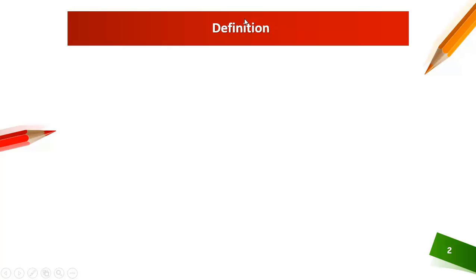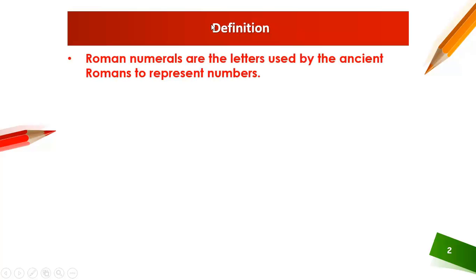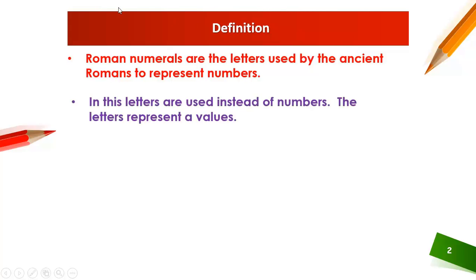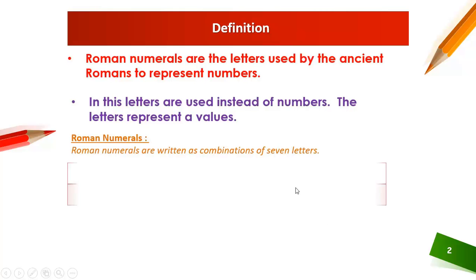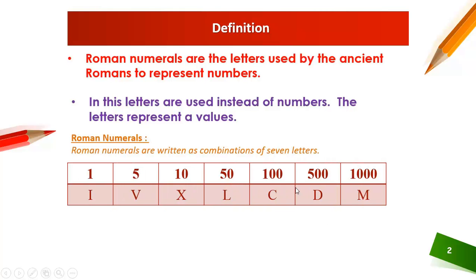If we talk about the definition, it states Roman numerals are the letters used by the ancient Romans to represent numbers. In this, letters are used instead of numbers. The letters represent a value. Roman numerals are written as combinations of 7 letters, and the 7 letters are I, which stands for 1, V stands for 5, X stands for 10, L for 50, C for 100, D for 500, and M for 1000.